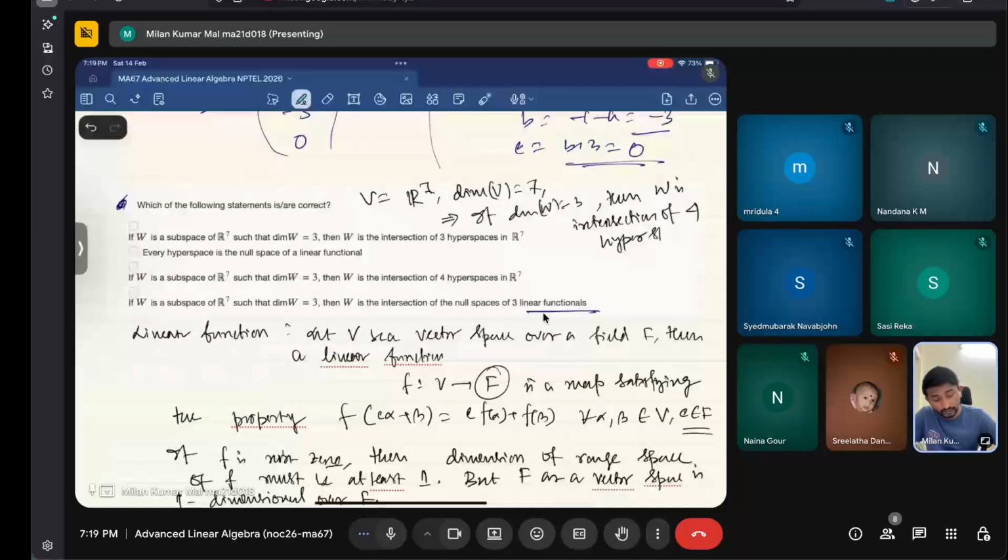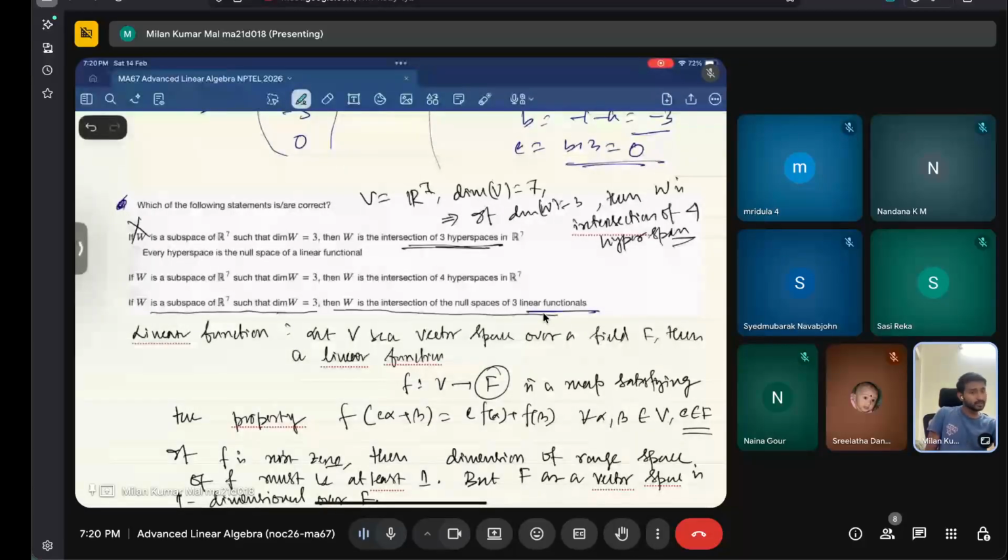But parallelly, this statement is equivalent to this: W is a subspace of R7 such that the dimension of W equals 3, then W is the intersection of the null spaces of 3 linear functionals. Linear functionals, as I have said, are in one-to-one correspondence with hyperspaces, non-zero linear functionals. The last option says W is the intersection of the null spaces of 3 linear functionals. That is the same statement as the first. As the first is not correct, the fourth is not correct.